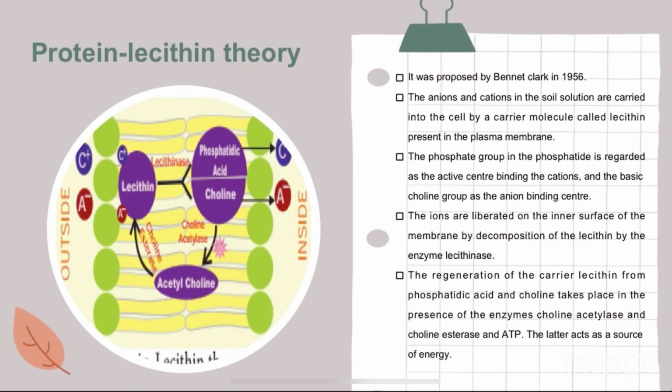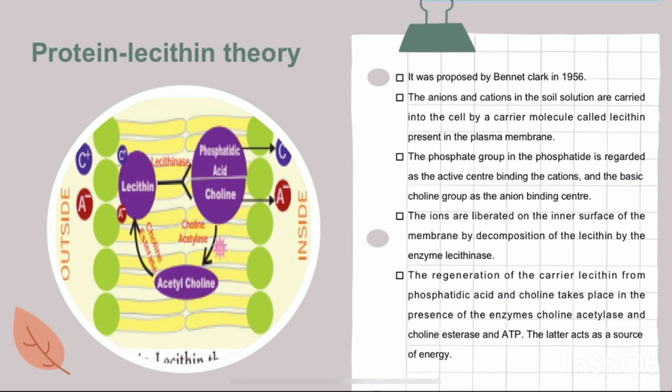Protein lecithin theory. It was proposed by Bennet Clark in 1956. The anion and cation in the soil are carried into the cell by carrier molecules called lecithin present in the plasma membrane. The phosphate group in the phosphatide is regarded as the active center binding the cation and the basic choline group as the anion binding center.